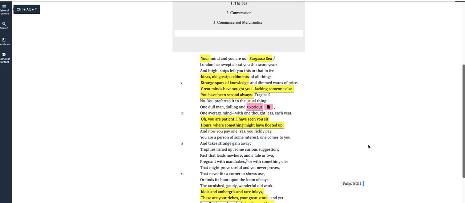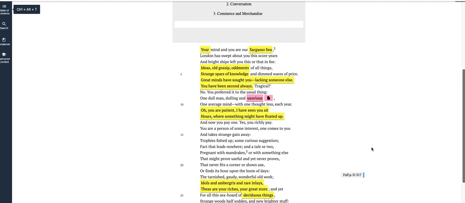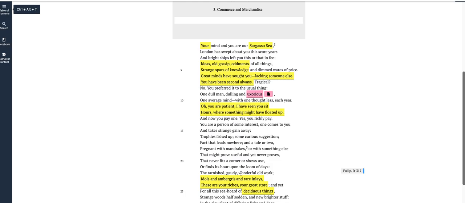That never fits a corner or shows or finds its hour upon the loom of days, the tarnished, gaudy, wonderful old work. The wonderful old work is an important point too, right? What's the work? Well, we know that we're not supposed to consider the speaker in the poem to always be the poet, right? But maybe that's the case here, right?